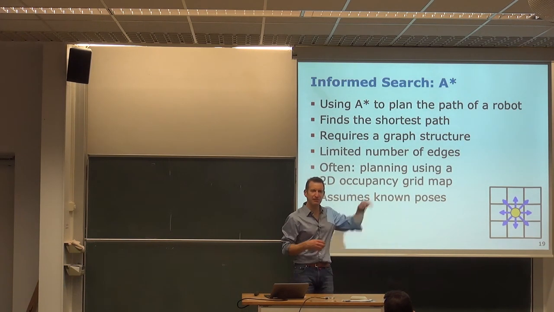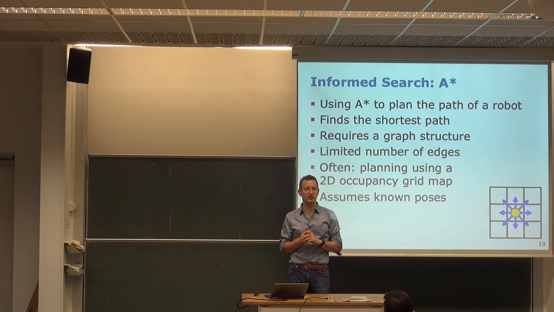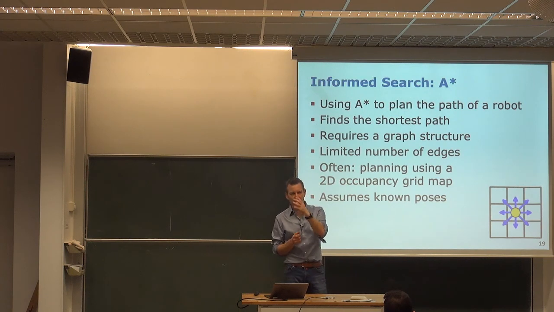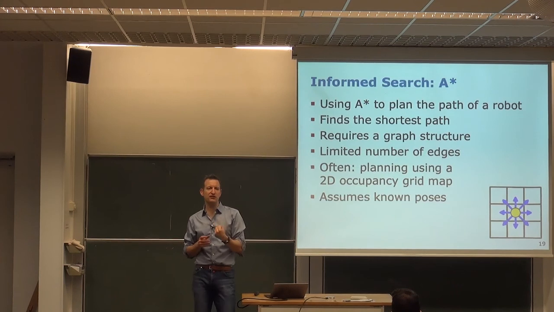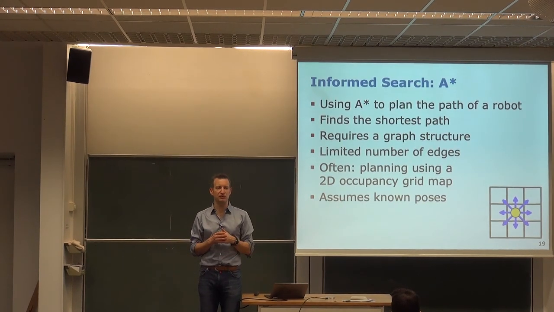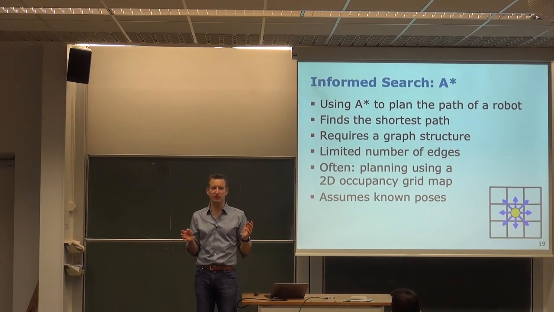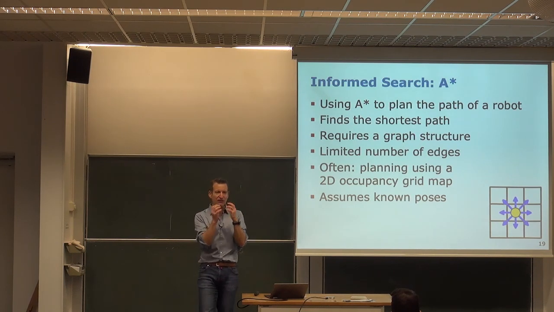I can't get better than walking on a straight line distance. As long as I can't teleport myself there, which we assume we can't do, there's no way to do better than moving along the straight line distance. So this is a very, very good estimate, which guarantees to always underestimate the real cost, or be the real cheapest cost if everything is free space.